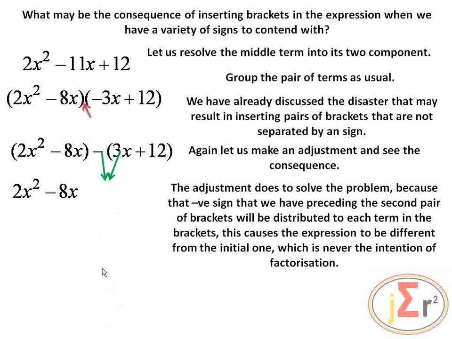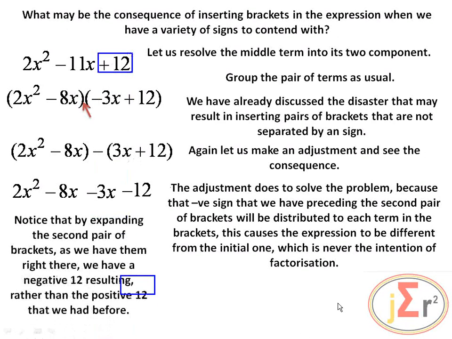Let's see the result of doing that. We have that negative sign being multiplied by this positive term. The result is negative. And what do we have next? Negative multiplied by positive is negative. Negative 12 here, whereas we started with a positive 12. Notice that by expanding the second pair of brackets, as we have them right there, we have a negative 12 resulting, rather than the positive 12 that we had before.